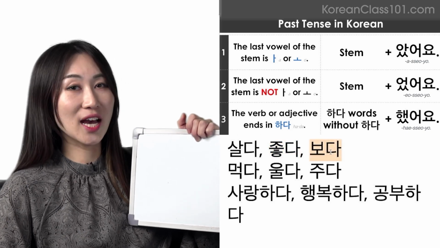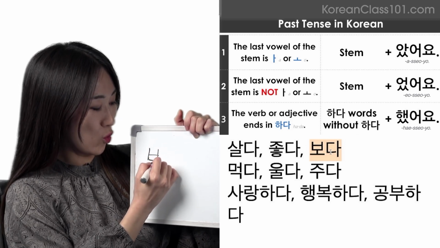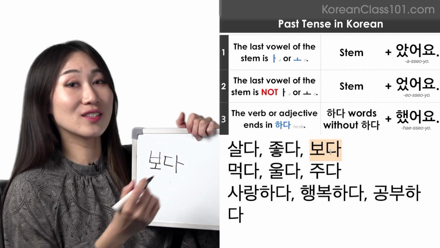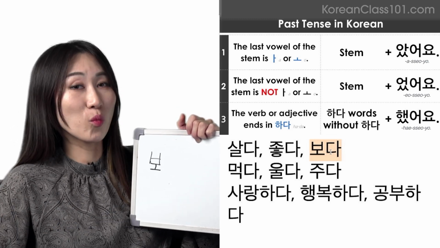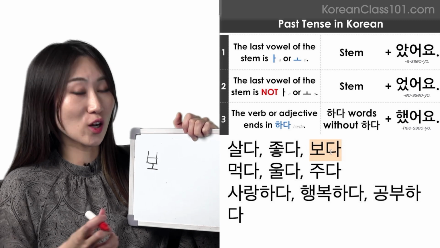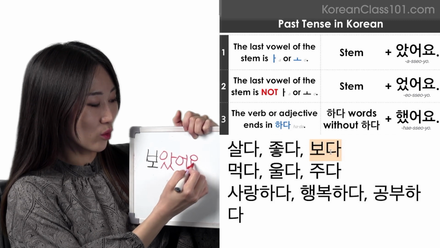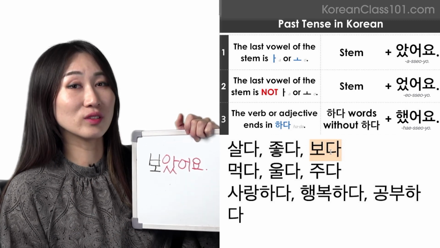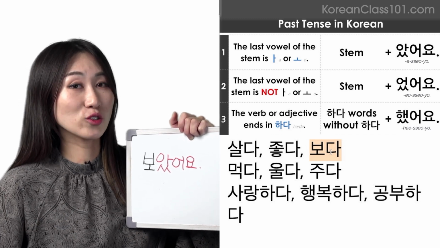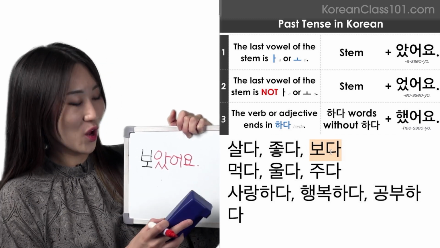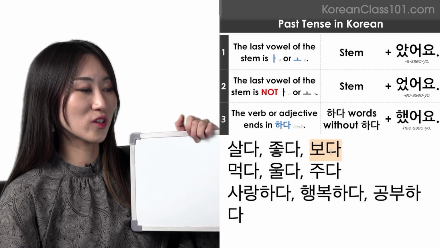보다. To see, to look, to watch. So 보다. And what is the stem? Stem is simple. Remove 다 at the end. 보, 오. It does include the 오 sound, so I'm using 보았어요. I saw or you saw. I looked or I watched that drama. So 보았어요. I watched. I saw. 보았어요 is simple.